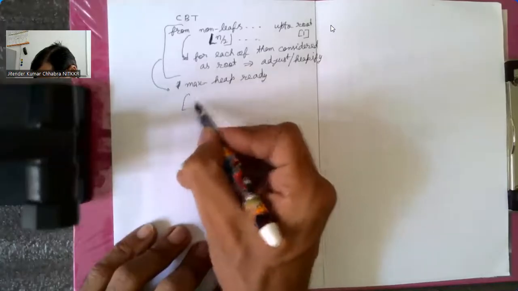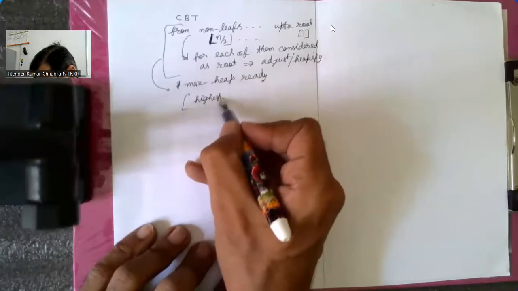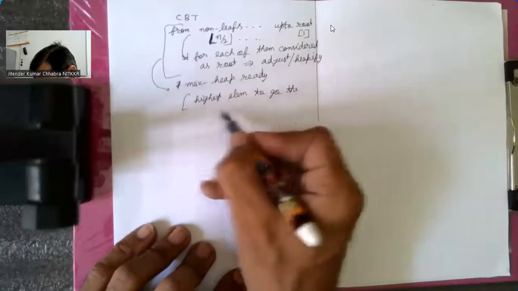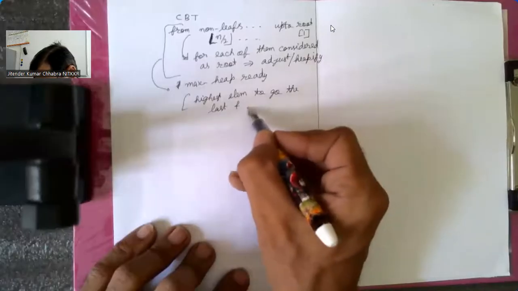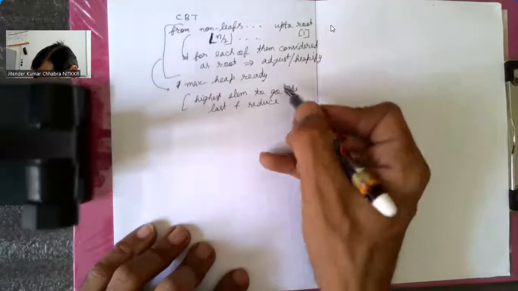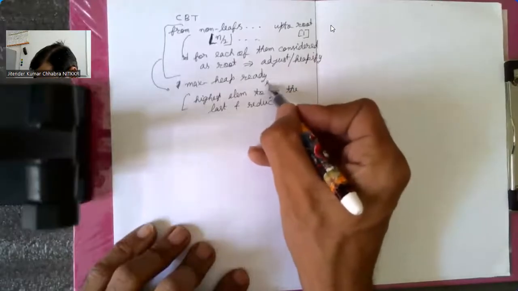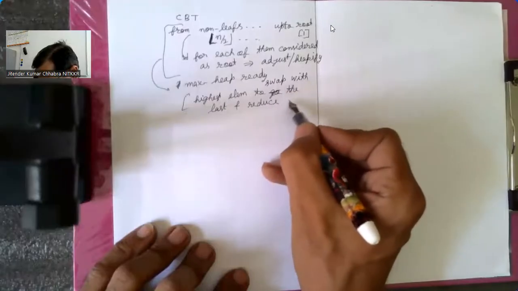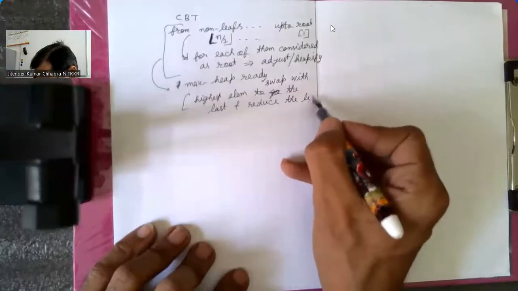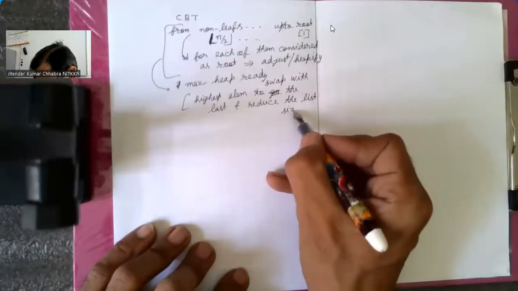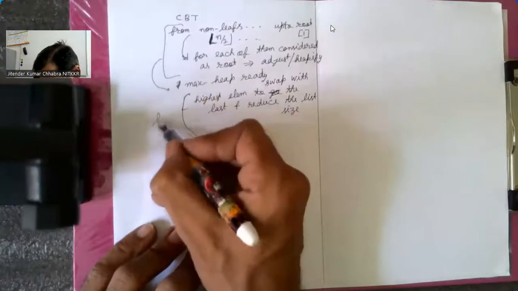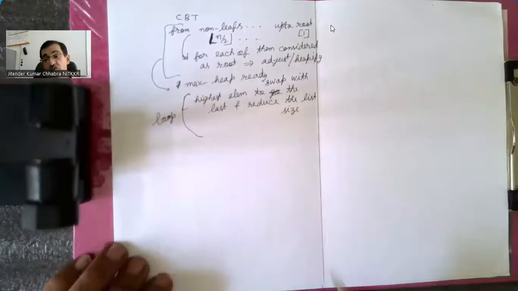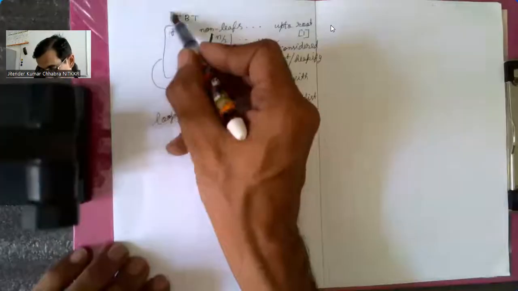Then the highest element goes to the last, or rather is swapped with the last element, and you reduce the list size. And then you keep on looping. Finally, once the list has only one element, things will be over. So this is going to be my overall heap sort.